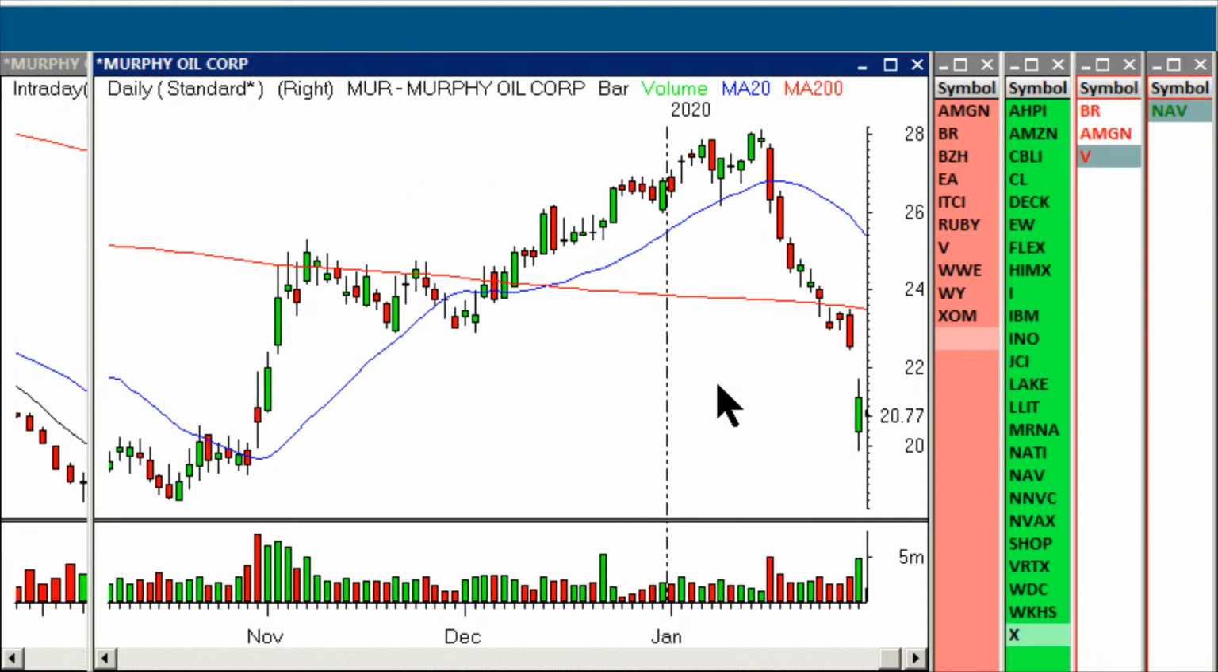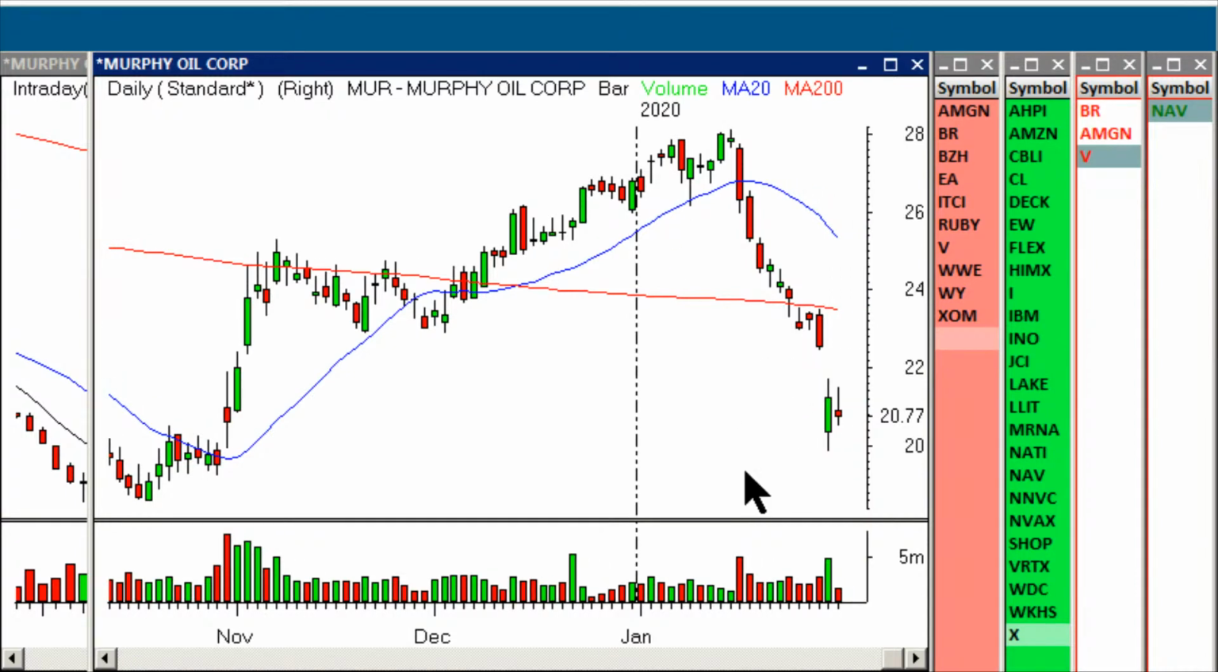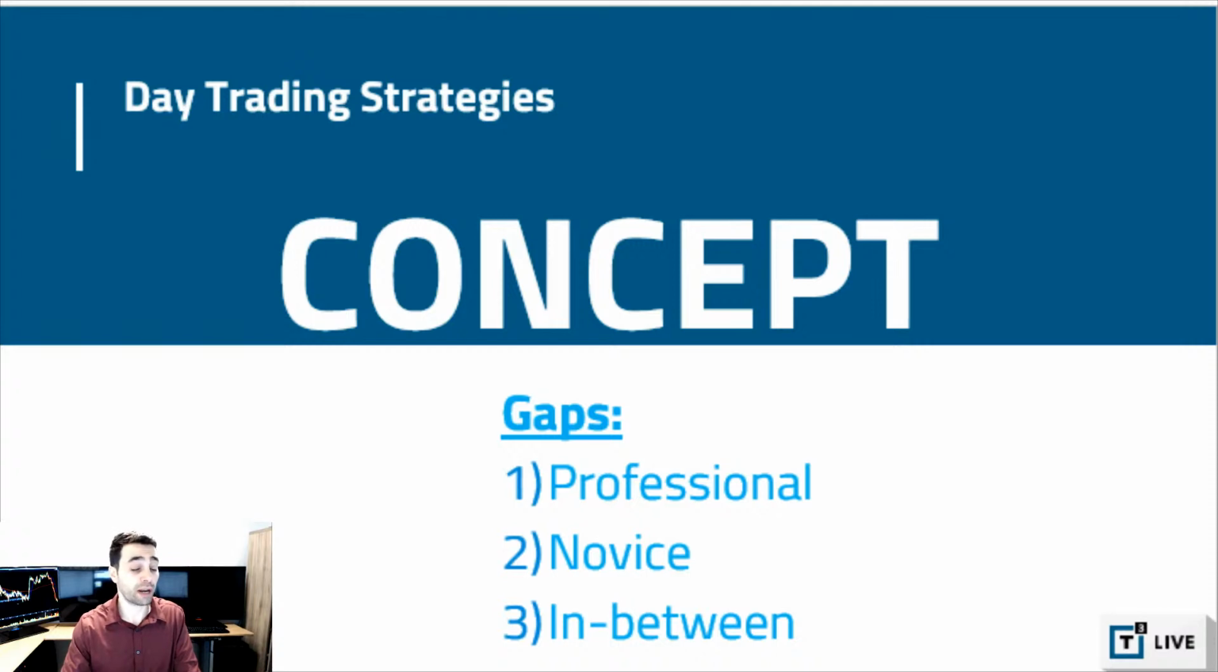So if it's novice, I'm going to look to play it long. If it's professional, I'm going to look to play it in the direction of the gap, short. Now sometimes we also have this one. We also have what I call in between. Part of it is novice, part of it is professional.